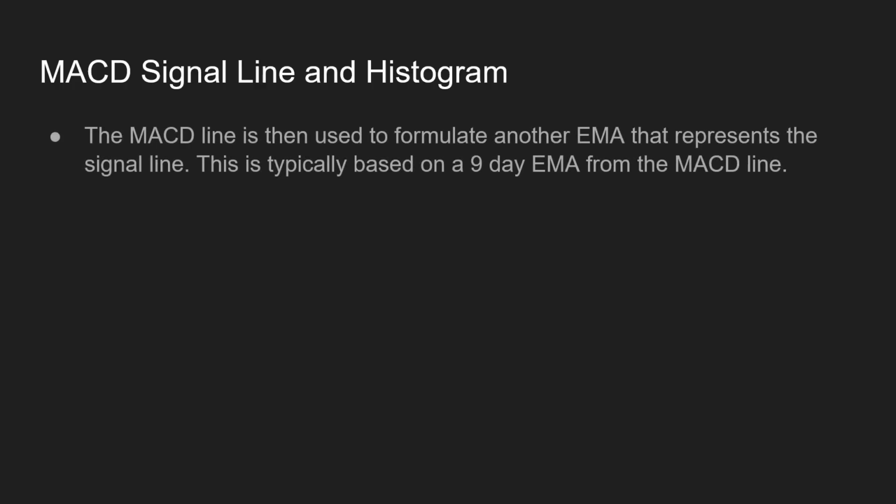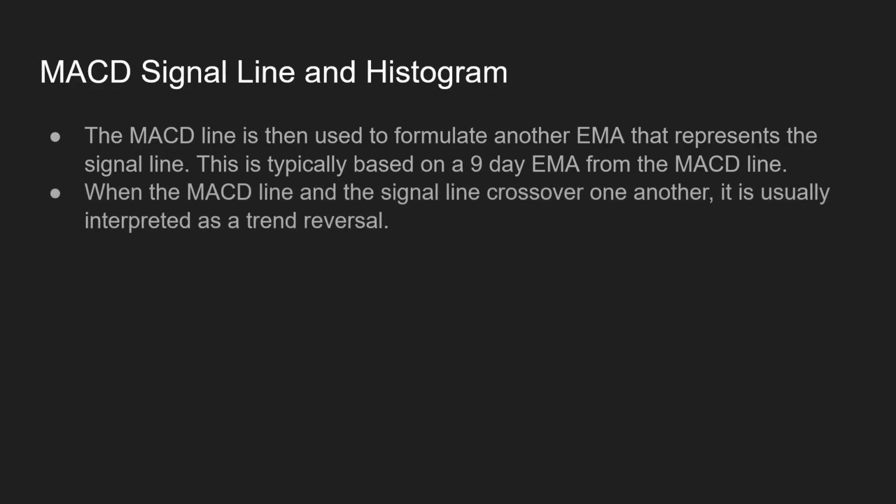So this MACD line is then used to formulate another EMA that represents the signal line. The signal line is typically based on a 9-day EMA from the MACD line. So really the signal line is an EMA of two EMAs, right? The MACD is made up of two exponential moving averages, and then the signal line is based on a 9-day EMA from the MACD line. So we're seeing an average of an average calculated, and this is where we start to really dive into the average rabbit hole, so to speak.